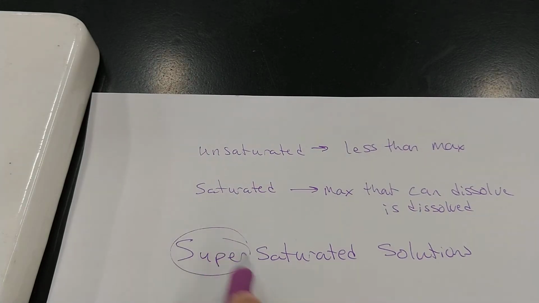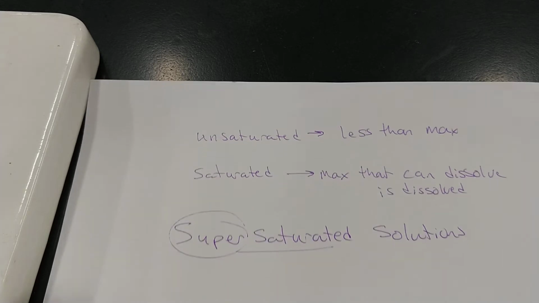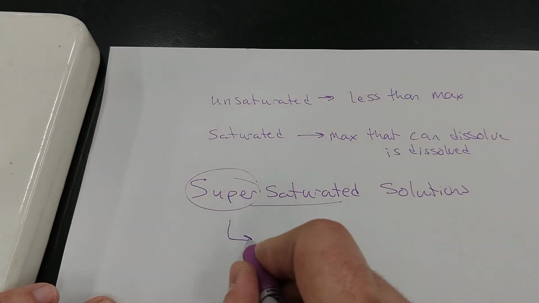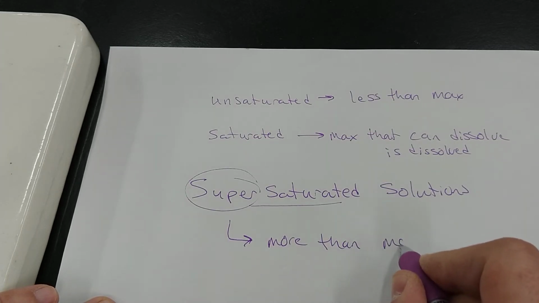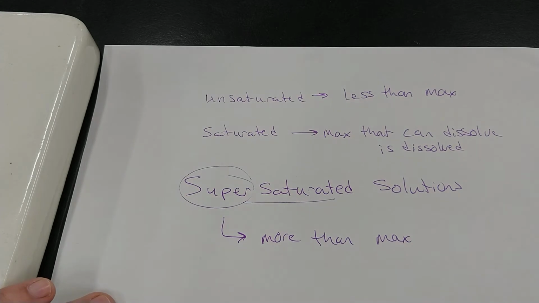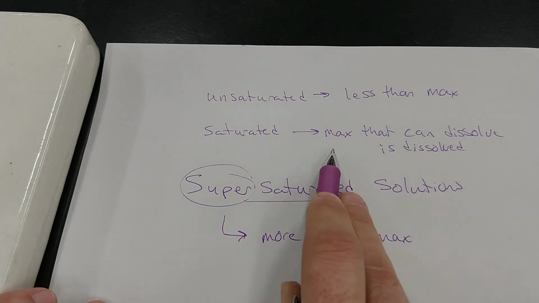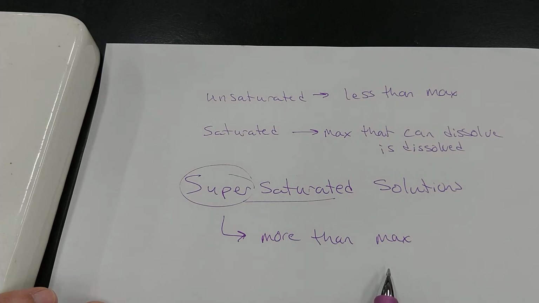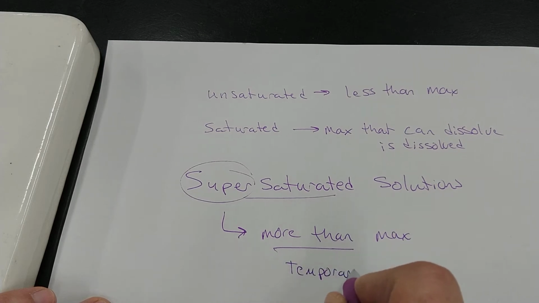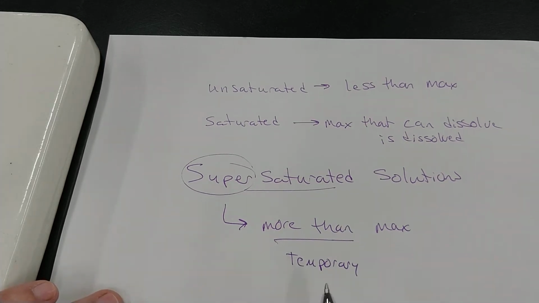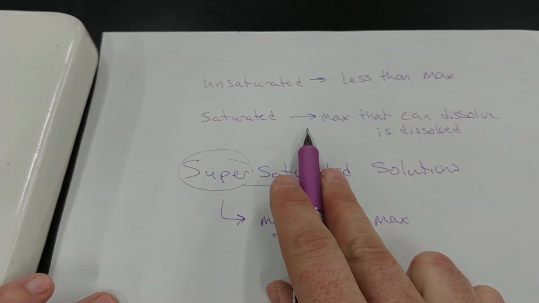So what in the world is supersaturated? Supersaturated is more than the max, more than saturated. All right, so that sounds ridiculous. If that's the maximum that can dissolve, then how can you get more than the maximum? The idea here is this is just a temporary situation. Somehow we've temporarily got a little bit more than should be able to dissolve, and ultimately it's going to recrystallize out to get back to saturated at some point.